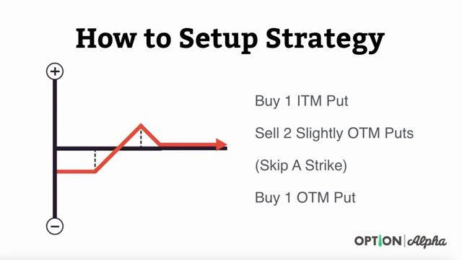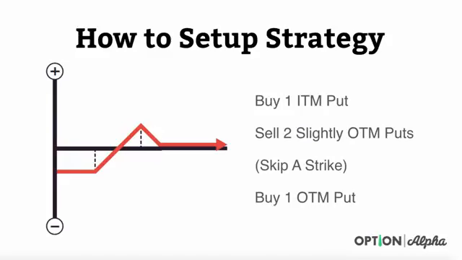So how do we set this thing up? As a quick refresher, to create a put broken wing butterfly, which would be a directionally neutral to bullish trade, you're first going to buy one in the money put option, typically one strike higher than where the stock is trading right now. Then you'll sell two slightly out of the money put options. We say slightly out of the money because we want to maximize our extrinsic value. So we want to sell that strike just below where the stock is trading currently.